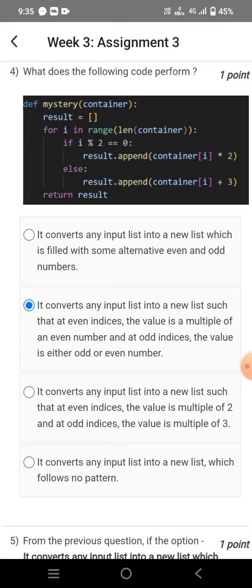It converts any input list into a new list such that at even indices the value is a multiple of an even number, and at odd indices the value is either odd or even. So option B.